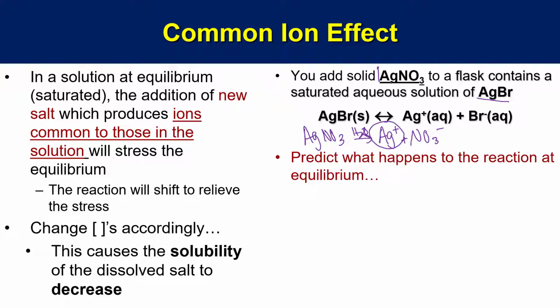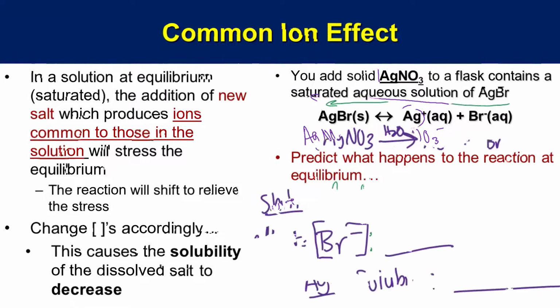But what made this a little bit harder is we said we added silver nitrate. You had to predict, based on the dissociation equation, what the ion was that you were going to get. And now we're going to predict the shift. Well, because I added silver, I'm going to shift away from what's added. That shifts me in the left direction.